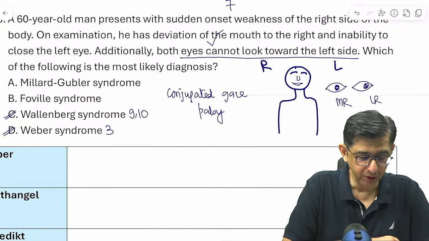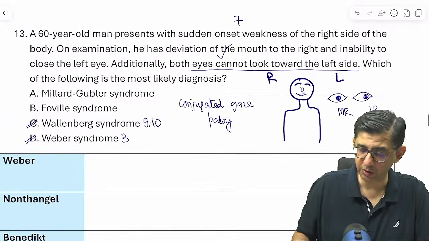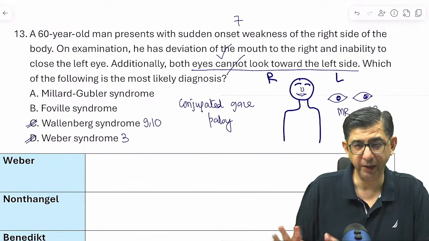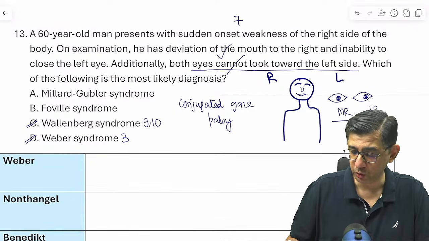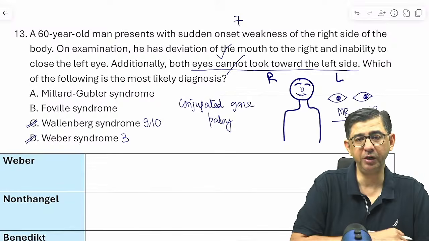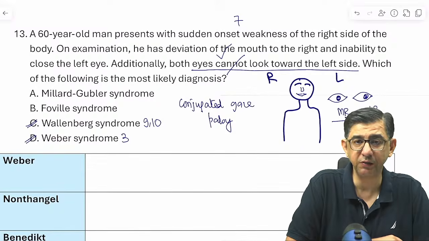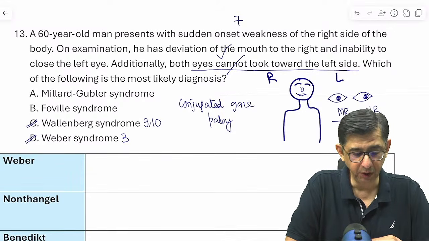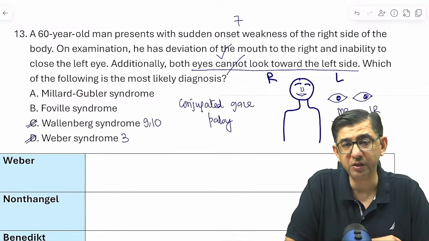So I think most of you were able to identify the fact that the patient cannot... I just drew this diagram to highlight the conjugate gaze that should be happening, and that conjugate gaze is not present in this particular patient. Because gaze palsy is given, not lateral rectus palsy, the answer to this question would be pontine stroke, that is Foville syndrome.